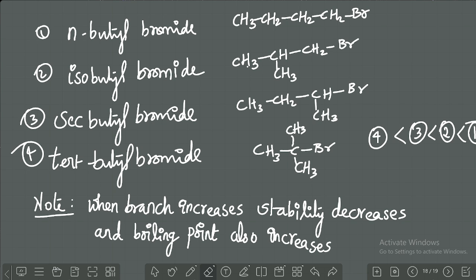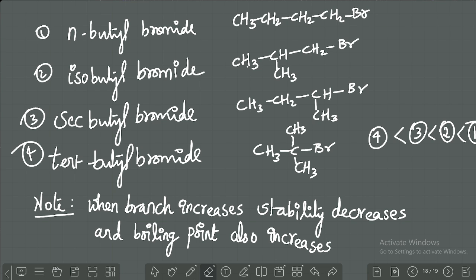Isobutyl bromide. Then secondary butyl. So functional group Br, alpha carbon, which is bonded with 2 carbon atoms. That is butyl. So one more carbon added. So secondary butyl bromide. Tertiary butyl. This is the tertiary structure. Tertiary butyl bromide. Now, when branches increase, boiling point decreases because surface area decreases. Van der Waals force of attraction also decreases, right? So tertiary will have the least boiling point, highly unstable. Then N-butyl, which has the longest chain, has the higher boiling point.